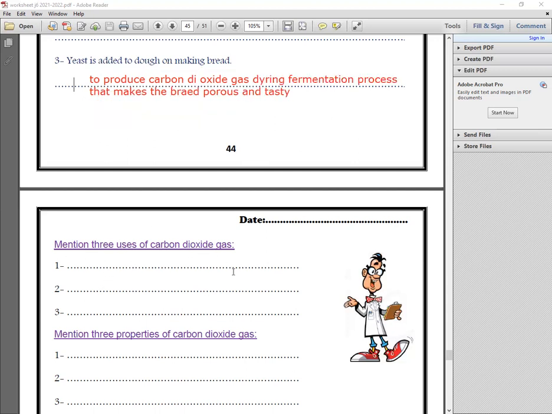Mention 3 uses of the carbon dioxide gas. It's very easy. The 3 uses of carbon dioxide gas are like soft drinks, dry ice, the photosynthesis process, extinguishing fire, or bubbled bread. So I can write making soft drinks, making dry ice, and also used in extinguishing fire.